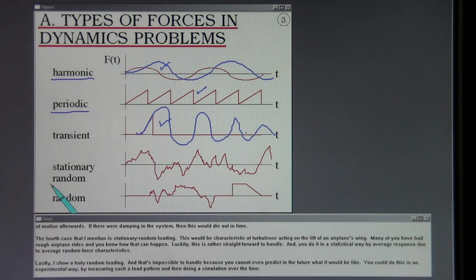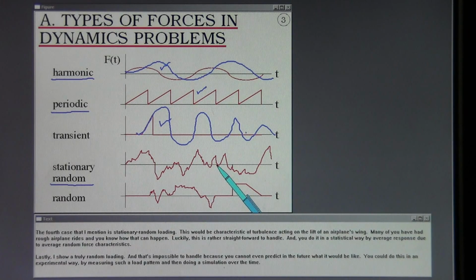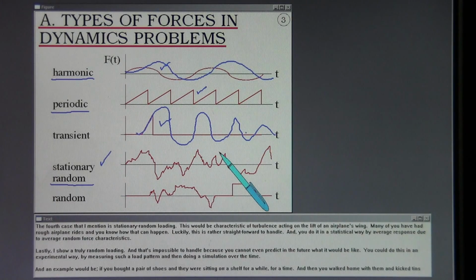The fourth case that I mentioned is stationary random loading. This would be characteristic of turbulence acting on the lift of an airplane's wing. Many of you have had rough airplane rides, and you know how that can happen. Luckily, this is rather straightforward to handle, and you do it in a statistical way by average response due to average random force characteristics.